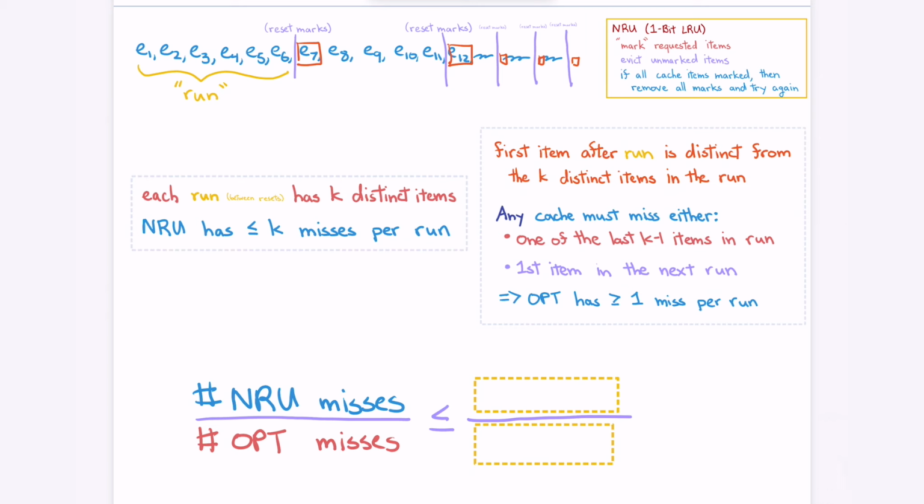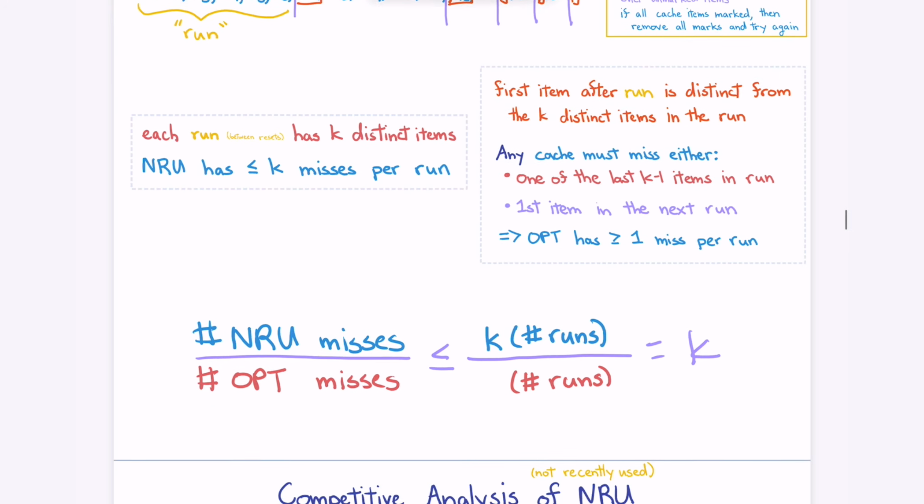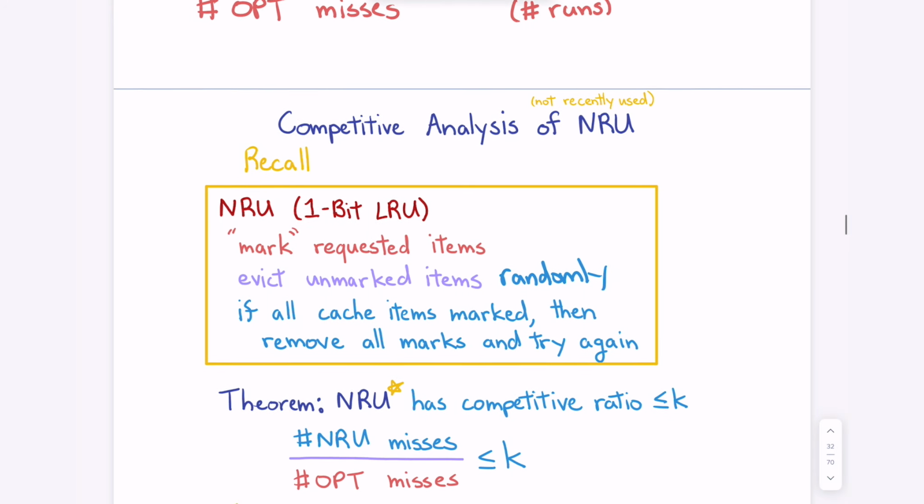We'll say NRU will ultimately miss k times the number of runs. Any algorithm will have to make mistakes proportional to the number of runs, and then you're going to get your k. Okay, good.